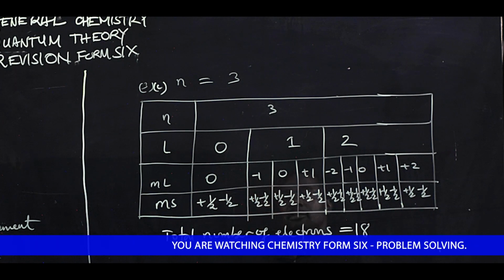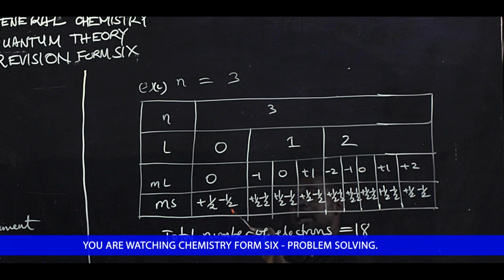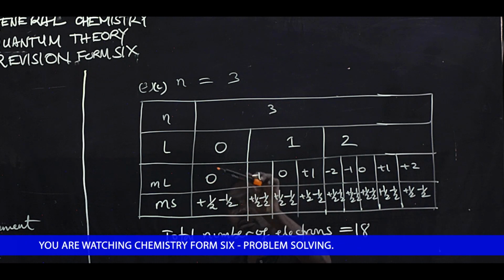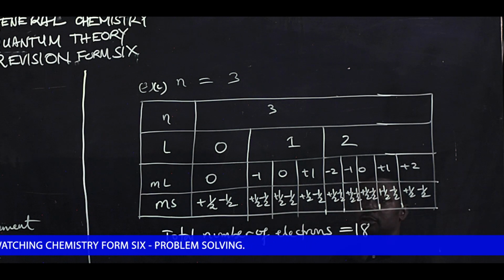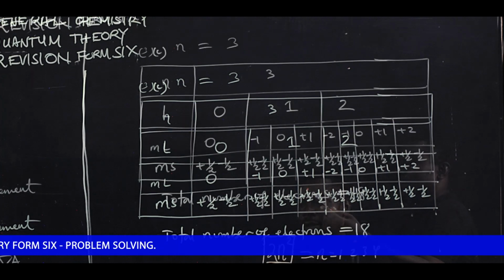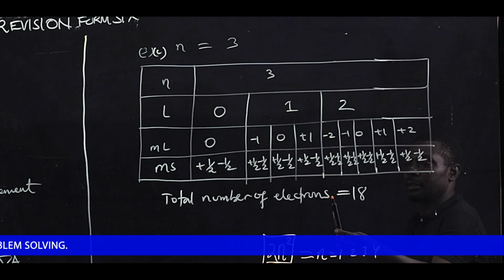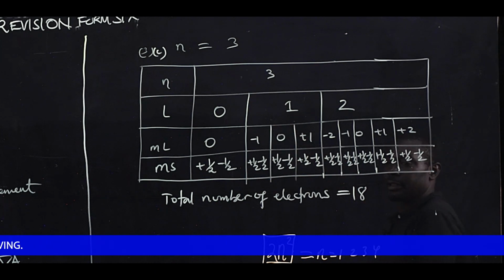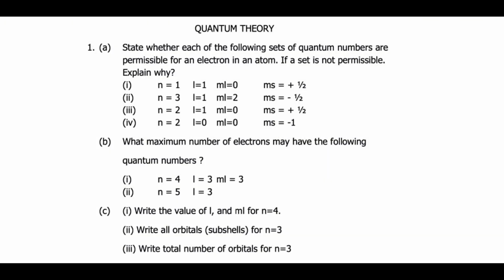To get the total number of electrons, we take this total number of orbitals multiplied by 2, because one orbital accommodates a maximum of 2 electrons. So 9 times 2 is equal to 18. Therefore, the total number of electrons for n equal to 3 is 18. I hope you have understood the concept well. Use the same concept to answer the following question.